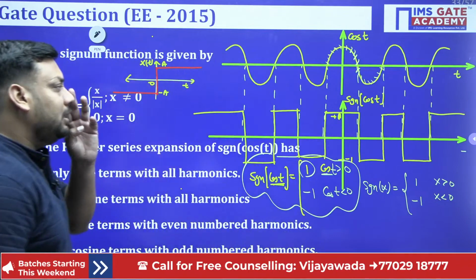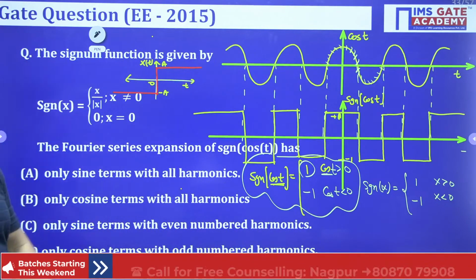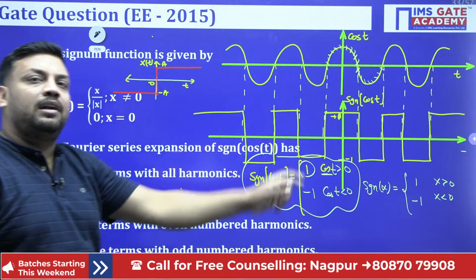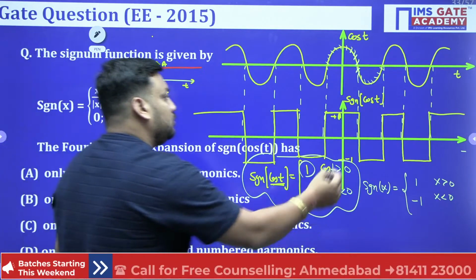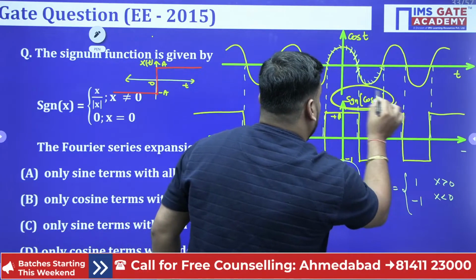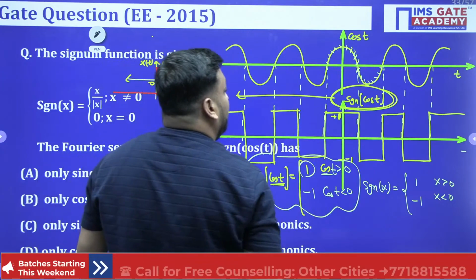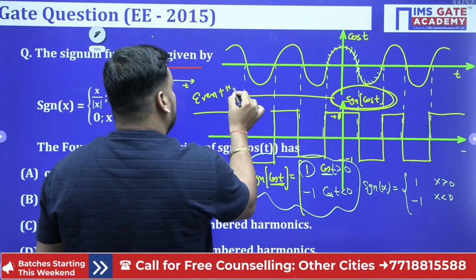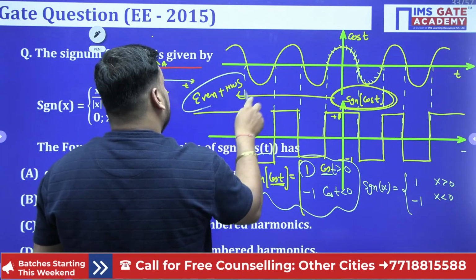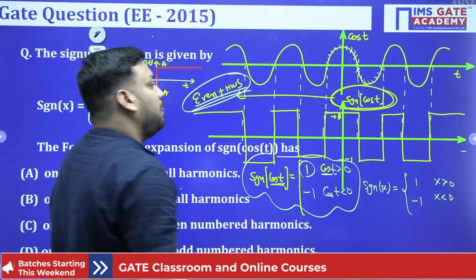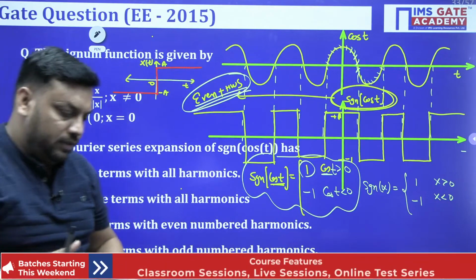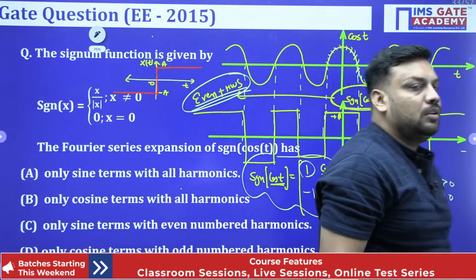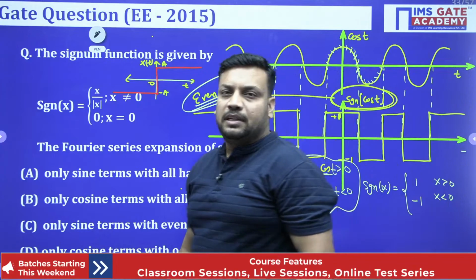Now tell me, which symmetrical condition does this signal satisfy? The signum function of cos t. Of course, you can say that the signal is an even signal. The signal is even plus HWS.